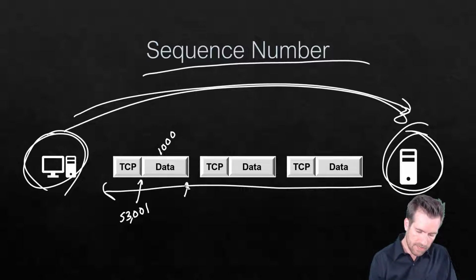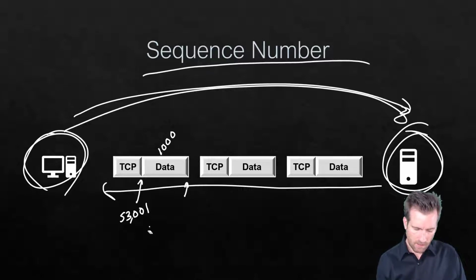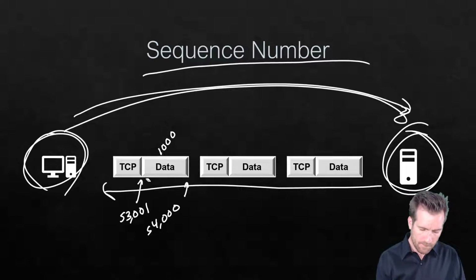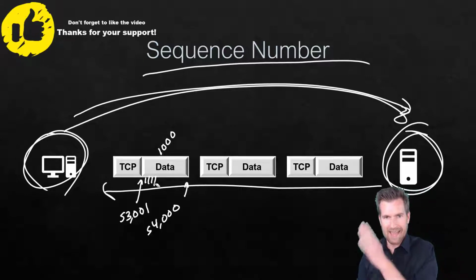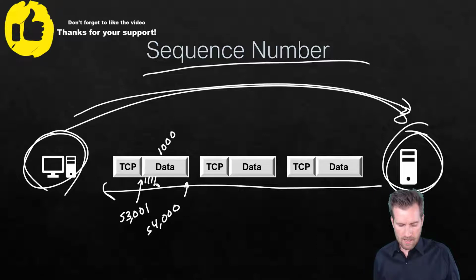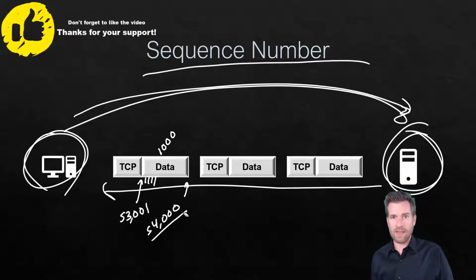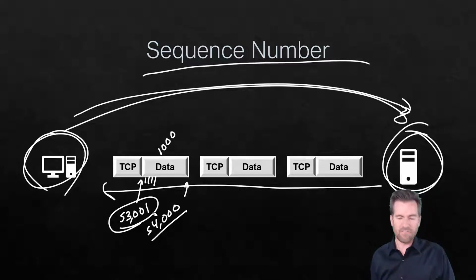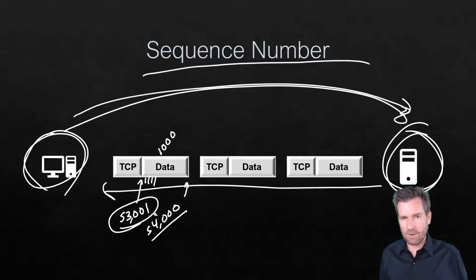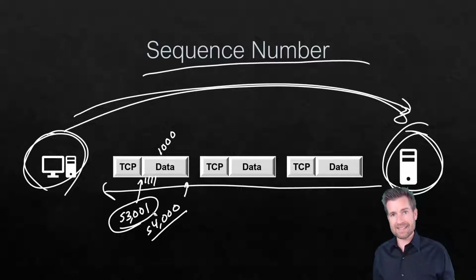And so the last byte in here is going to be 54,000. So we labeled each one of the bytes in here. So we got 53,001, 53,002, 53,003, 53,004. Each one of those bytes has a number that's assigned to it. And the last byte of this is 54,000. So the sequence number is actually going to be the first byte of data, whatever that is. So in this example right here, it's 53,001. That is the sequence number.